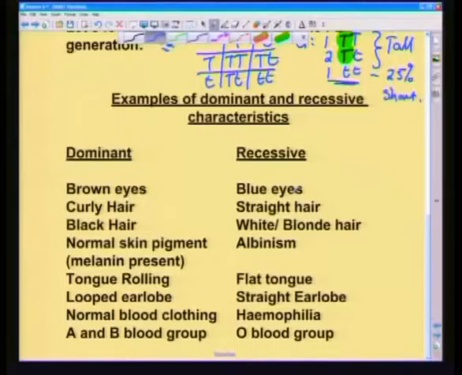But curly hair generally dominates over straight hair. Black hair will dominate over white in animals or blonde in humans. Normal skin pigment, where we have melanin, will dominate over albinism, because albinism is a lack of melanin in the skin. That's why people that are classified as albinos have almost a white-pink skin. And the freckles that they have result because the skin is damaged. They'll also have blue eyes because there's a lack of pigment in the irises.